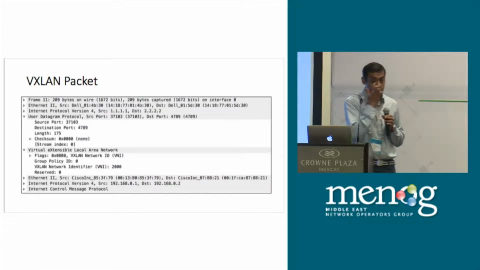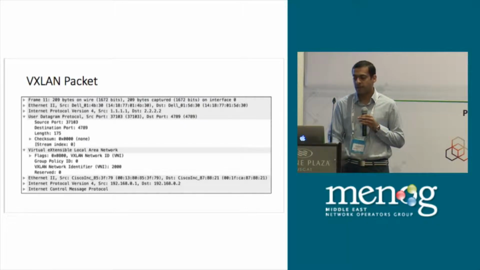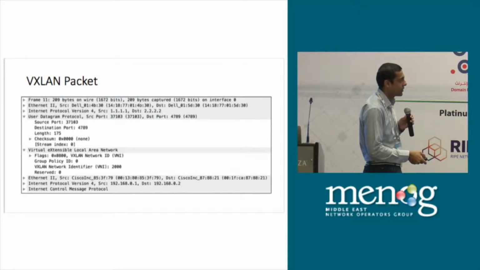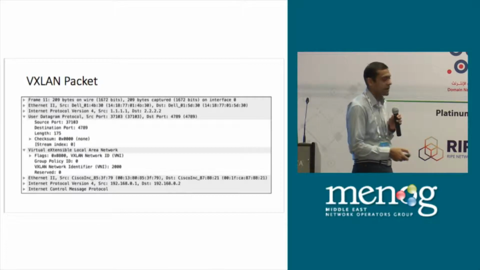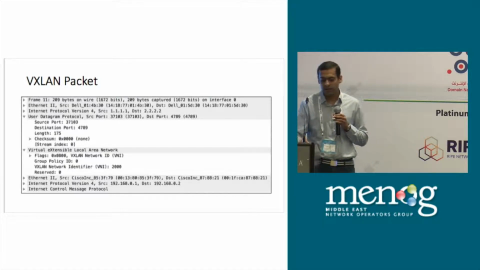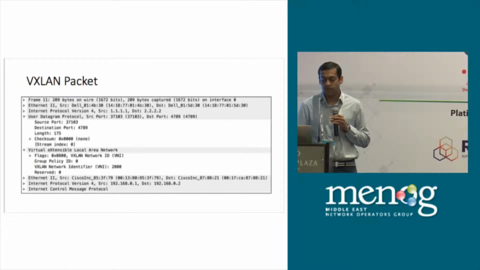This is the packet capture of one of the VXLAN headers. It gives you the same picture. The destination port is 4789. Every packet is destined towards the fixed port, 4789.